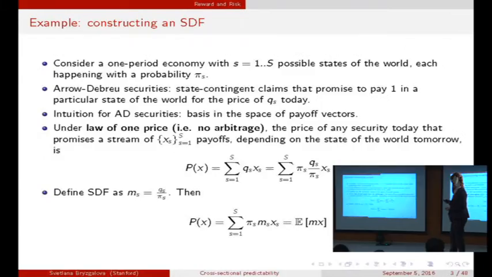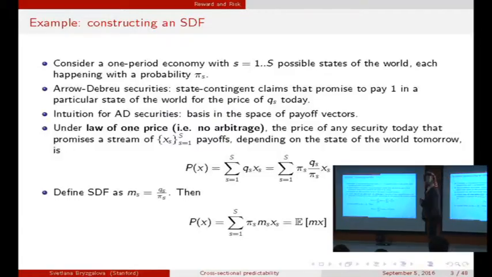Okay. How can we construct the stochastic discount factor? What is it? How should we think about it? I will give you one simple example. Let us consider a very simple world. It's going to be a one-period economy. So there's just today and one year from now.